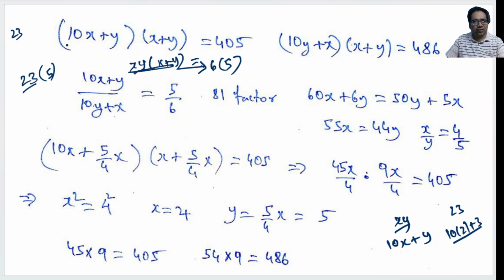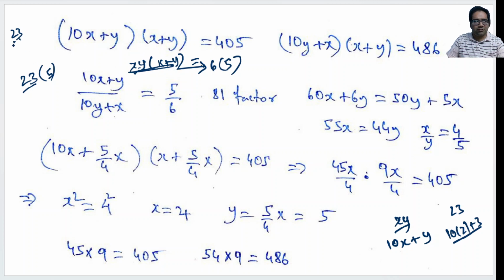What is 23? 23 is 10x plus y, that is 10 into 2 plus 3. We have to write it like this, not like that. Please note, a lot of students make this mistake. If we write xy, it is actually equal to 2 times 3, the product of x and y. We are not writing the product of 2 and 3. We are writing the number itself and the sum of the two digits.